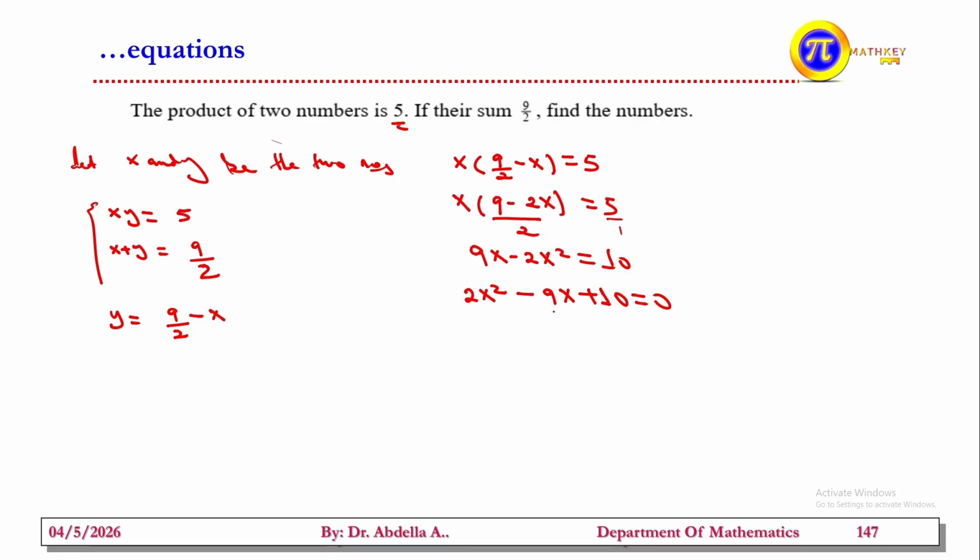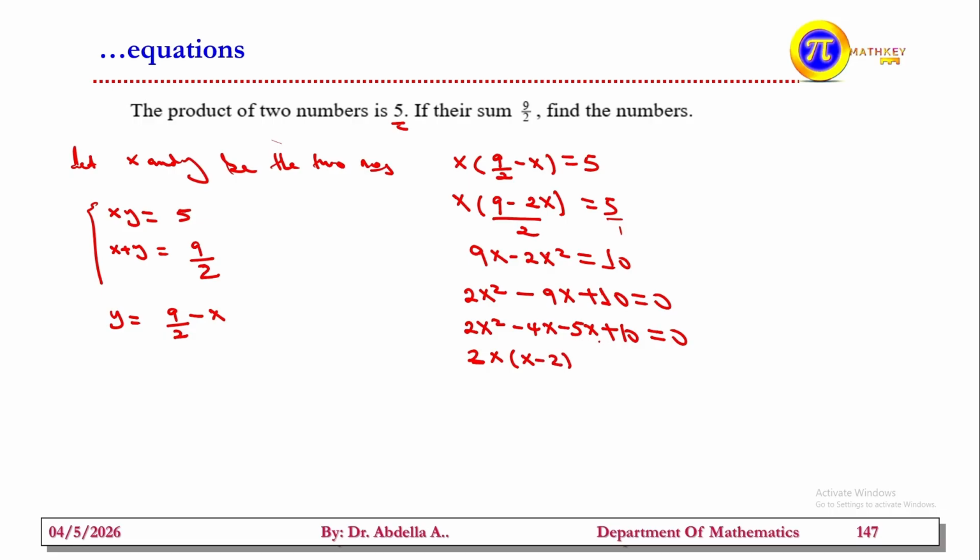We try to find two numbers whose sum is negative 9 and their product is 20. So this is 2x square minus 4x minus 5x plus 10 is equals to 0. The numbers that sum to negative 9 and multiply to 20 are negative 4 and negative 5. From this we take the common one, 2x. 2x is common. What remains? It is x minus 2.